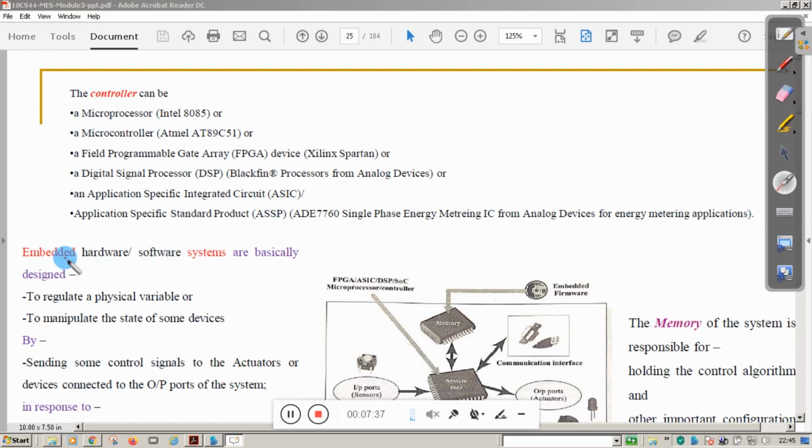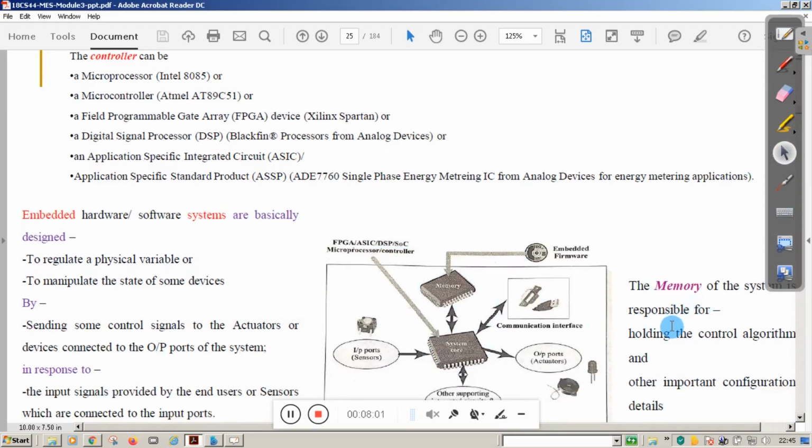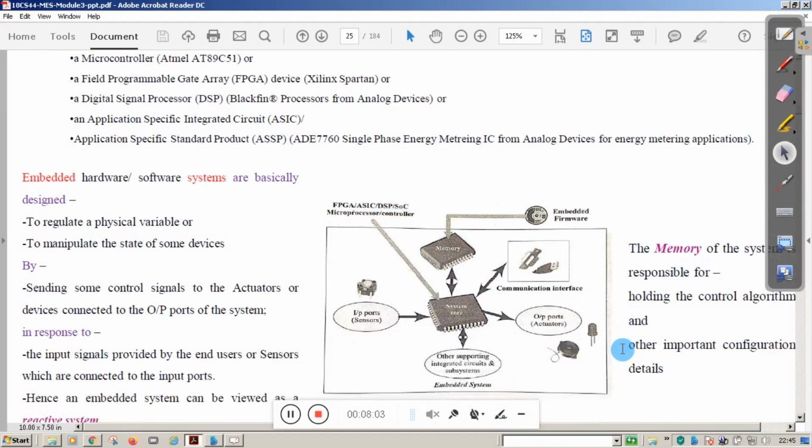So the main purpose of the embedded system: it consists of hardware and software, and is basically designed to regulate a physical variable or manipulate the state of some device connected through input or output. Normally the input is connected to the sensor and the output is connected through an actuator, and we have the memory which is responsible for holding control algorithms and other logic.